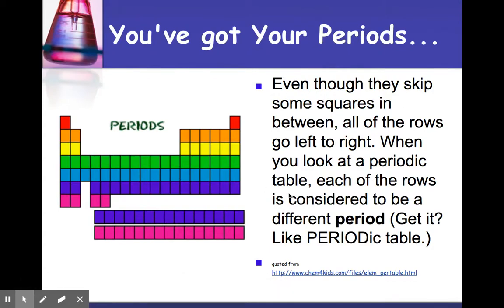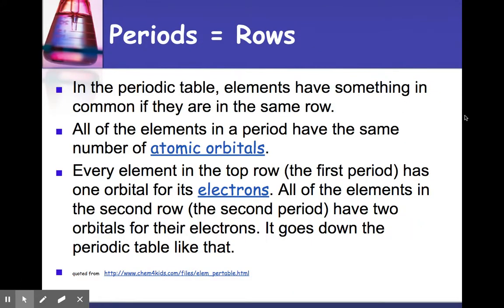Now, what does it mean, depending on what period the element is in? That tells you how many atomic orbitals. When we focus on the atomic orbitals, we're talking about where the electrons are on the outside of that particular atom, all right? So the period, or the row, rather, that the element is on will tell us how many orbitals, or how many circles go around the nucleus of the atom, and those circles each contain electrons.